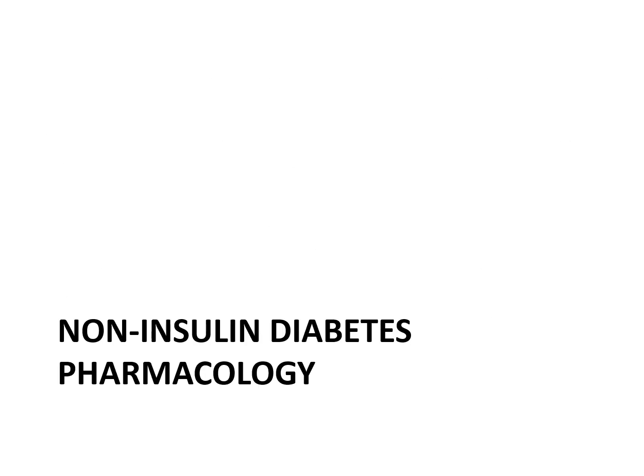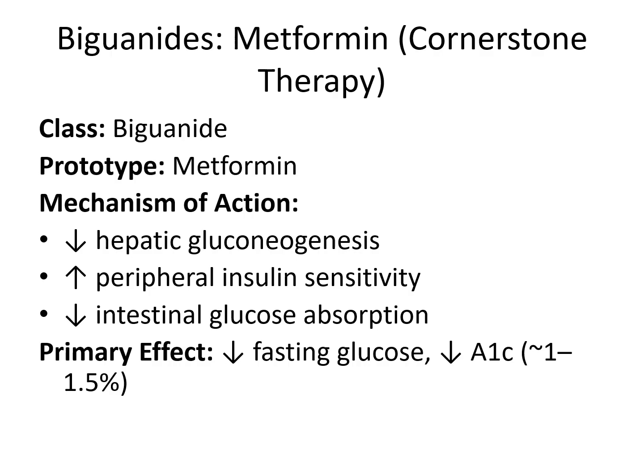Okay, let's look at some of our non-insulin diabetes pharmacology. Our biguanides: metformin is the prototype and cornerstone of type 2 diabetes therapy. It belongs in the biguanides class, and for most patients without contraindications, this would be first line for type 2 diabetes. Mechanism of action: it primarily works by decreasing hepatic gluconeogenesis. Remember, the liver produces glucose overnight, so by suppressing that output, metformin lowers the fasting glucose.